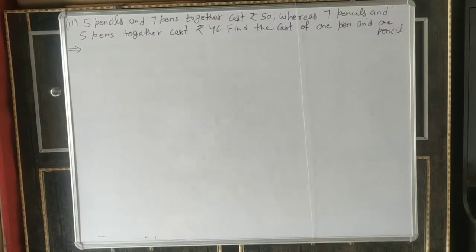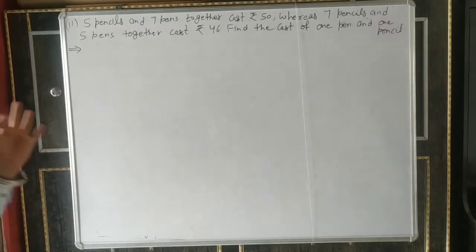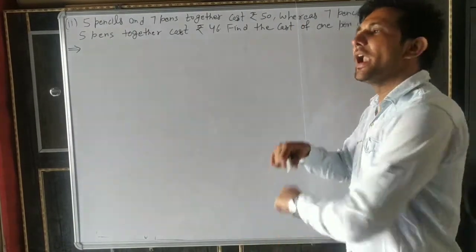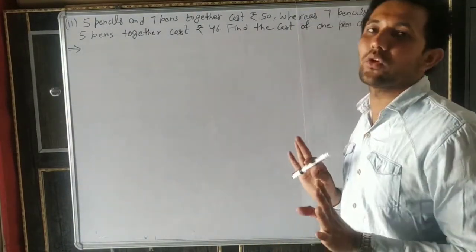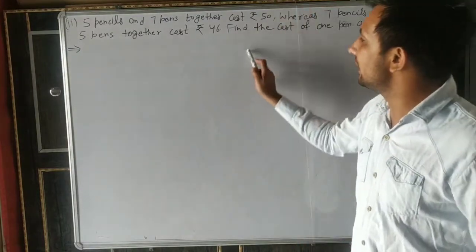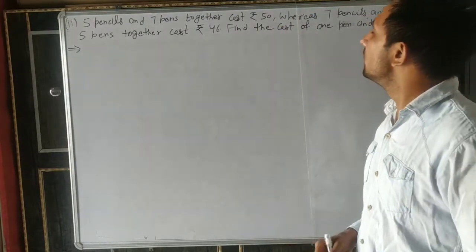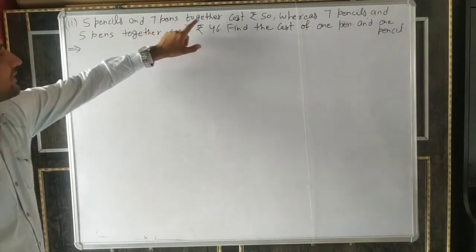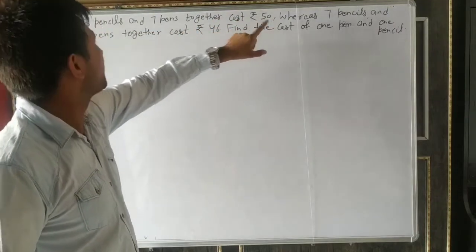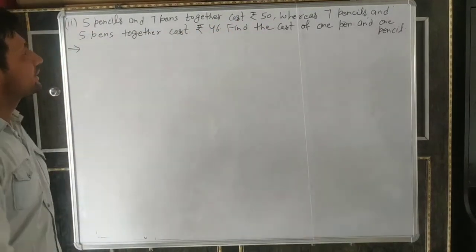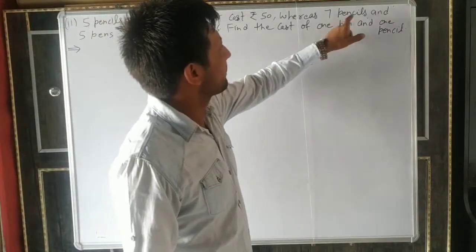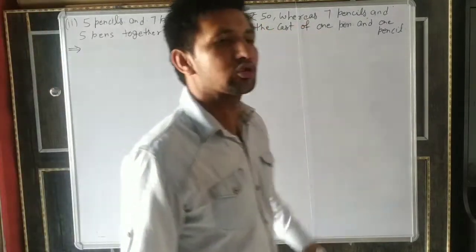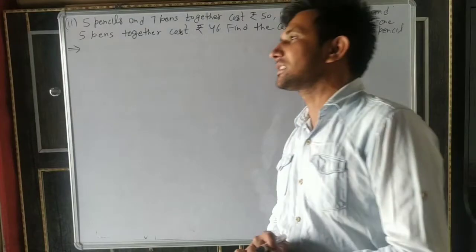Now question number 1, second part. Same as the first question, we will make two equations and draw their graph. And where in the graph they intersect each other, that is the cost of one pen and pencil. Look, 5 pencils and 7 pens together cost 50 rupees. Whereas 7 pencils and 5 pens together cost 46. Find the cost of 1 pen and 1 pencil.